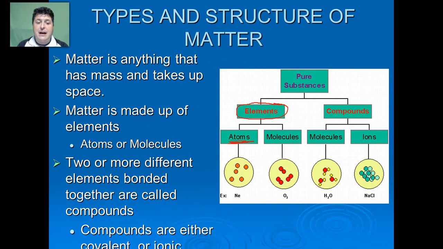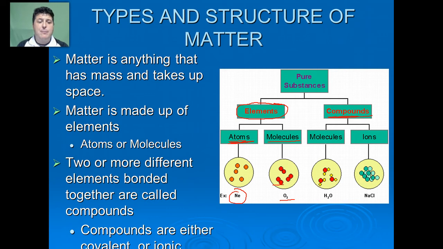For example, neon. Or they might exist as molecules when you have two or more of that same element put together, as we have in diatomic oxygen. The oxygen that we breathe exists as two oxygens bonded together in a molecule. Now, if you have two or more different elements that are bonded together, they're going to be called compounds.